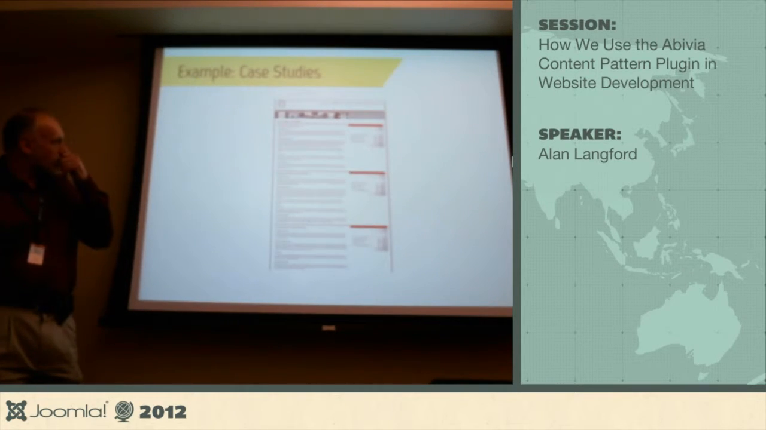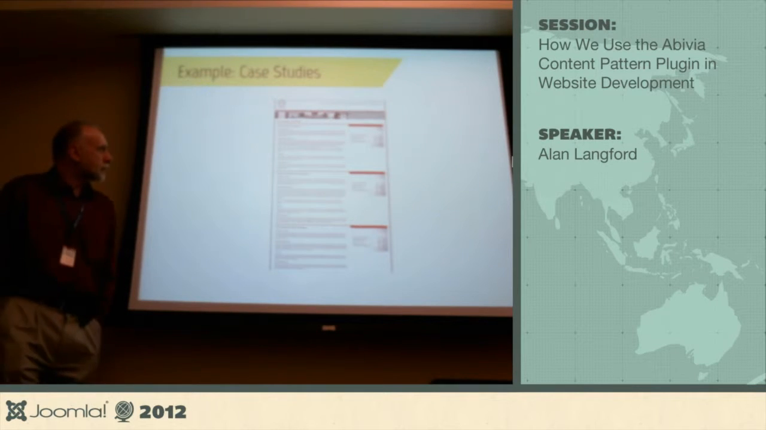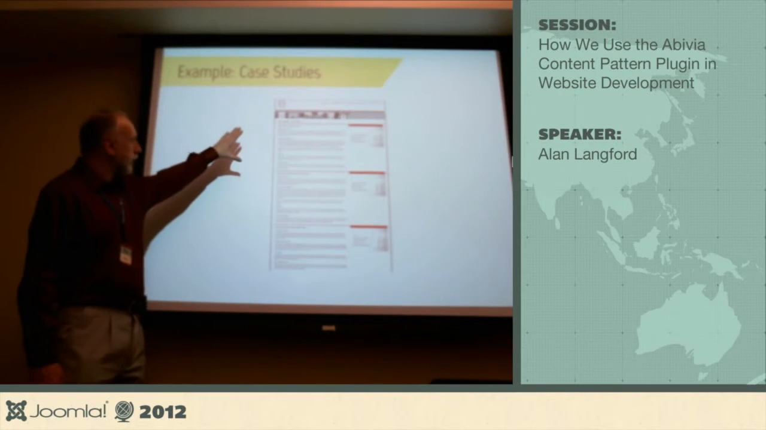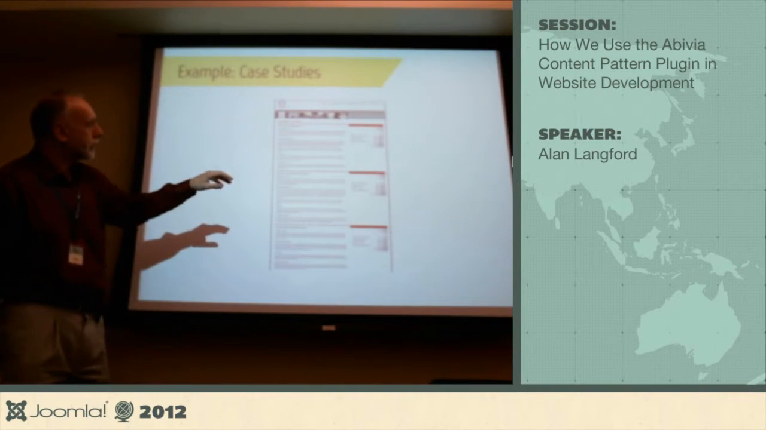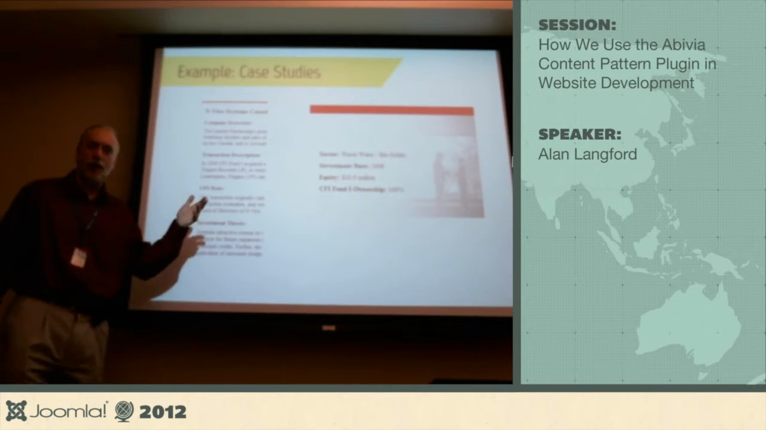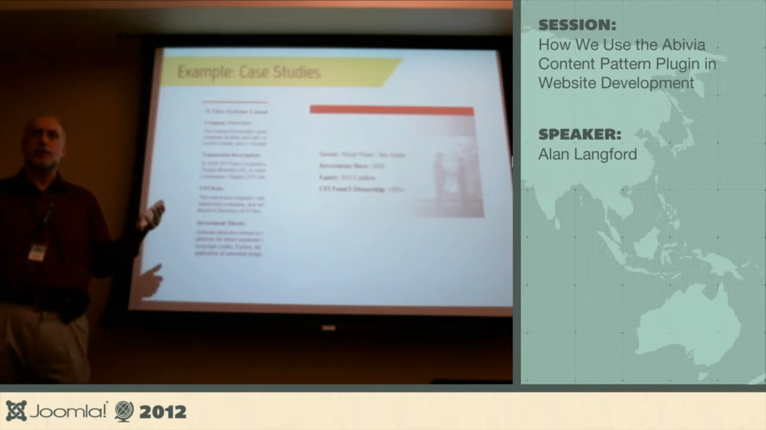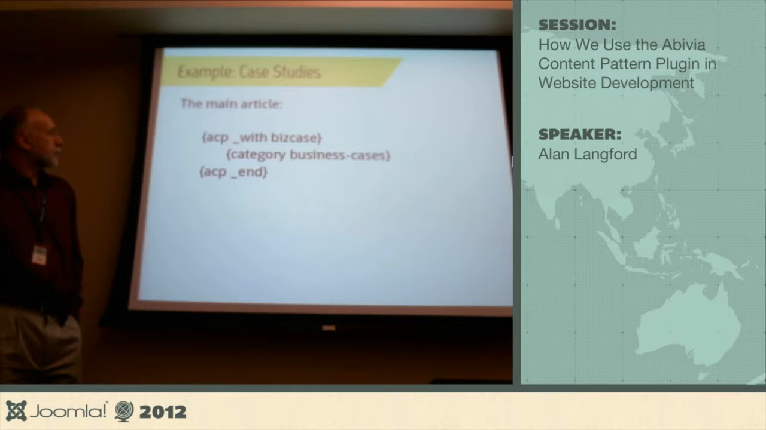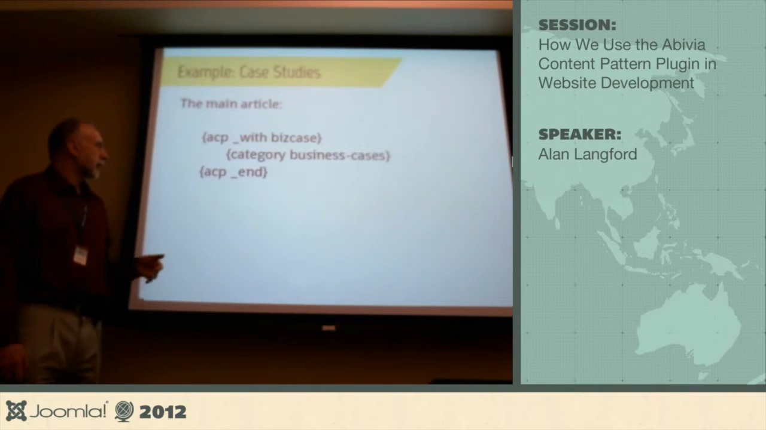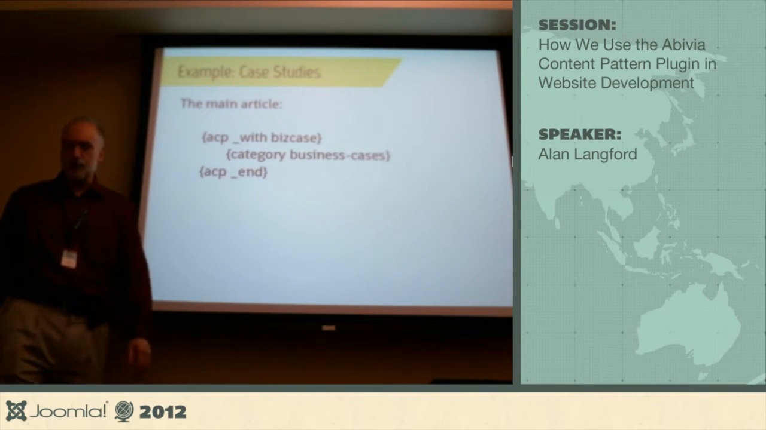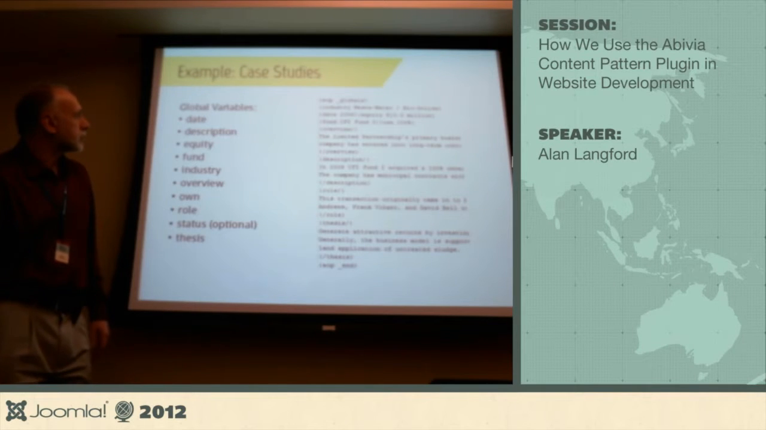So here's an example of an investment bank that's got a bunch of case studies. There are 4 sections of copy defined in each case study, and then there's a little block over on the side that has 4 or 5 actual pieces of information that need to be displayed. So the main article for this is an ACP width. Biz case is the pattern that we're going to be using, and we pull everything out of this category called business cases. It says, go off and get me every article in this business case. One of these articles looks like this.